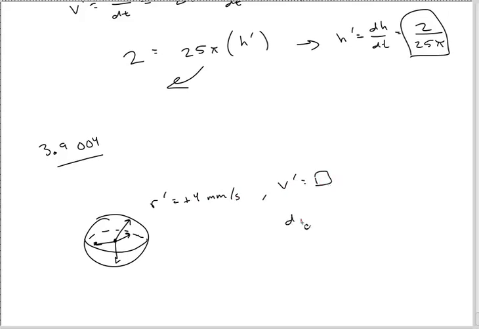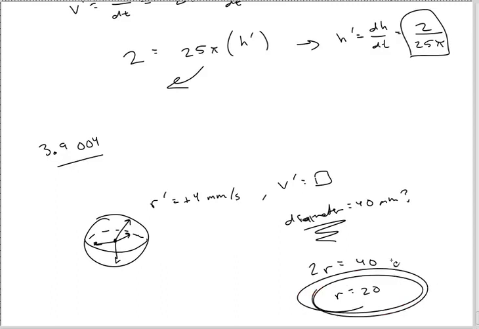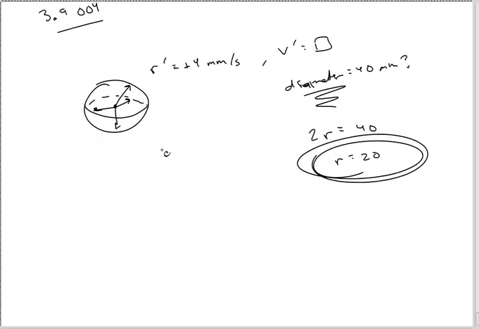When the diameter is equal to 40 millimeters. Diameter, pause. This guy right here is 2r. So my regular r is 20. Golly gosh, how many times have I gotten this wrong because I didn't do something simple like that? Okay? Be on guard. Watch out for these simple words.